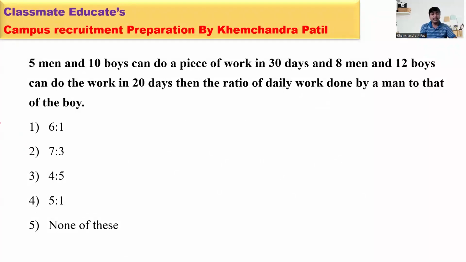Now this is a little bit tricky, my dear friends. So 5 men and 10 boys complete the job in 30 days. So this group completes the job in 30 days. 8 men and 12 boys complete the same job in 20 days.